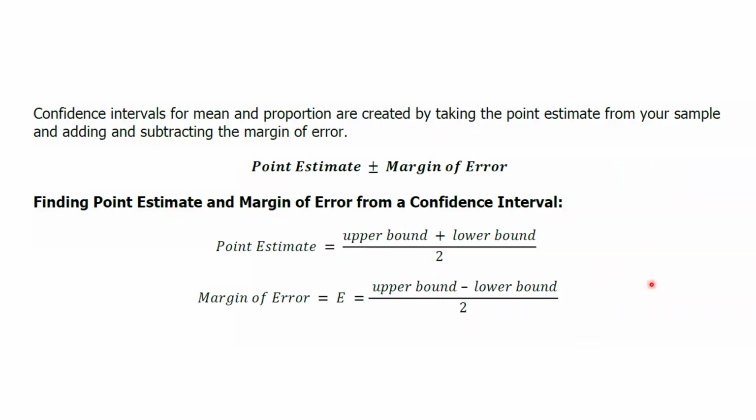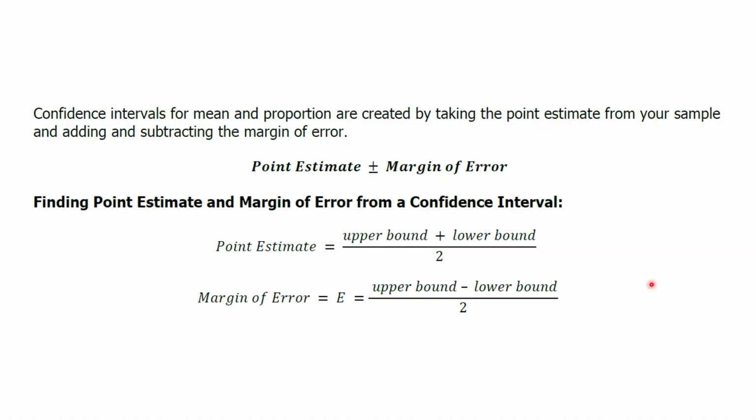All right, now let's talk about building a confidence interval. So the confidence intervals for mean and proportions are created by taking the point estimate from your sample and adding and subtracting the margin of error. So you have the point estimate plus or minus the margin of error.